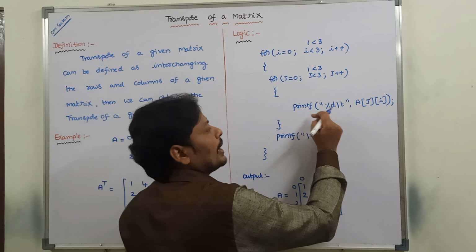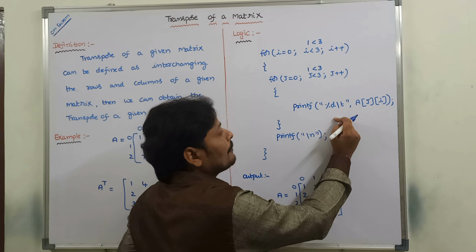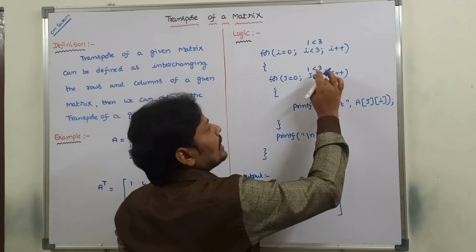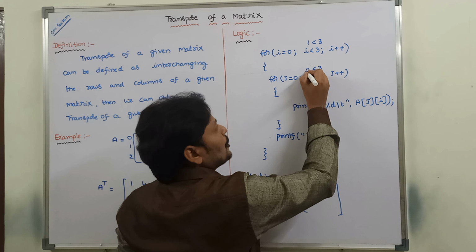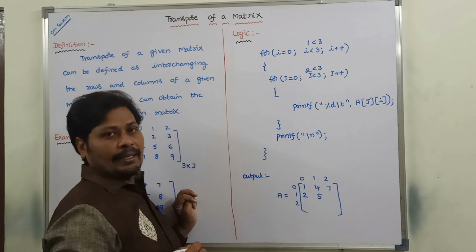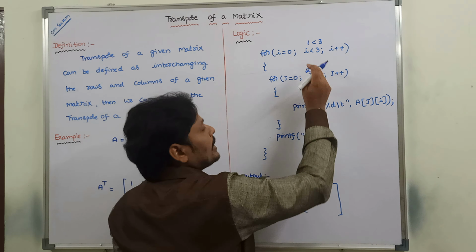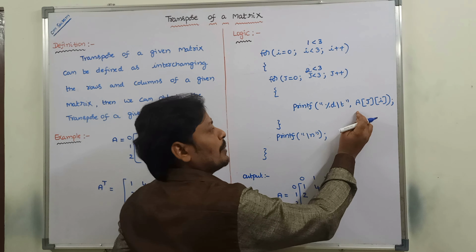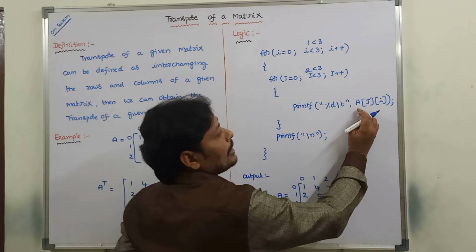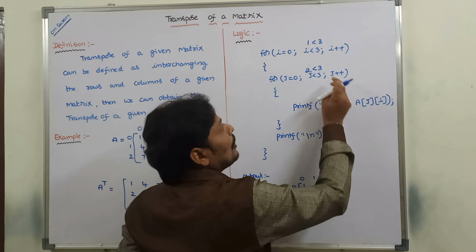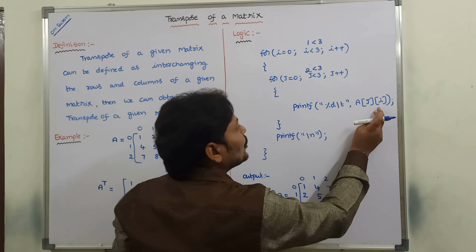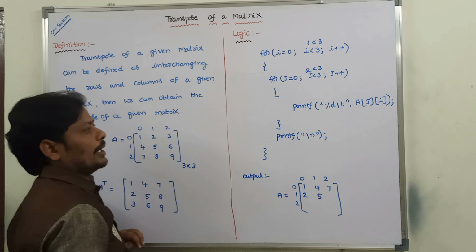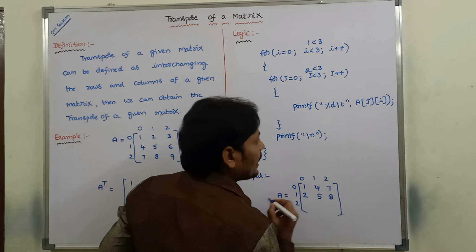So after executing the statement within the body of the inner for loop, again control goes to the inner for loop. J value is incremented. Now J value becomes 2. 2 less than 3. Condition true. If the condition is true, then the control goes to the body of the inner for loop and execute the statement. Printf percentage d slash t, A of j value is 2, I value is 1. A of 2, 1 is 8. Okay, so 8 value is printed here.